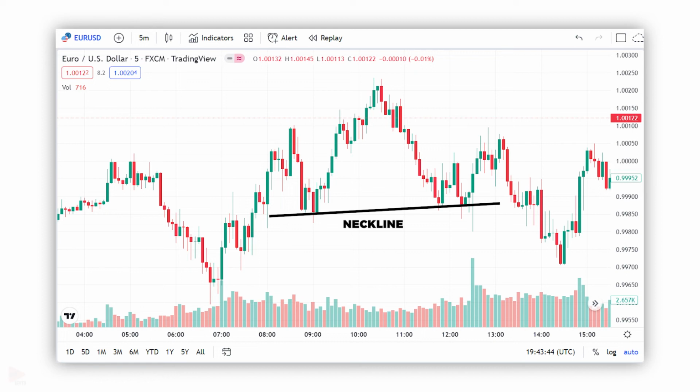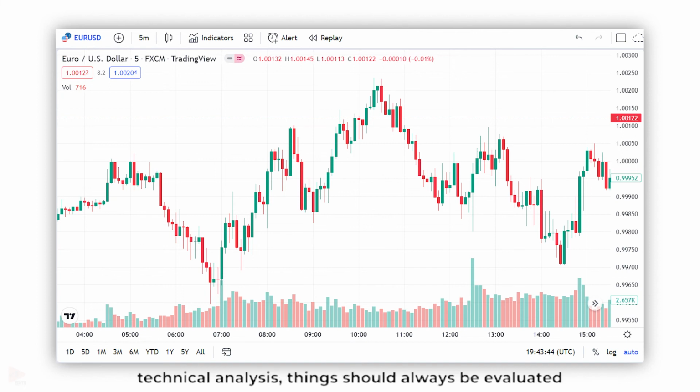In order to know where to take profits, one can use the measured move rule, which is a method used by traders to calculate a price target after a pattern breakout. In this case, what we would do is measure the height of the pattern from the bottom of the neckline all the way to the top. We would then use that length in order to project where to take profits from the point of the breakout. Of course, as with any pattern in technical analysis, things should always be evaluated on a case-by-case basis. Patterns are also always much more effective when used in conjunction with other trading indicators.